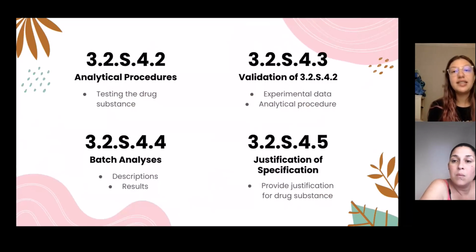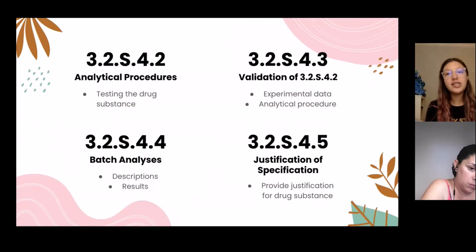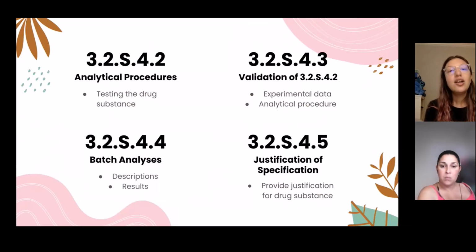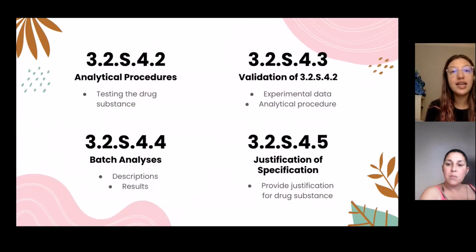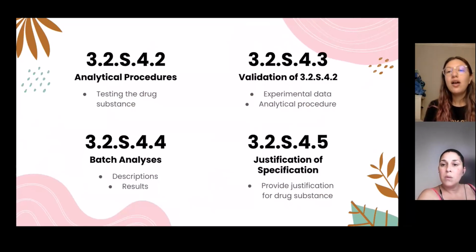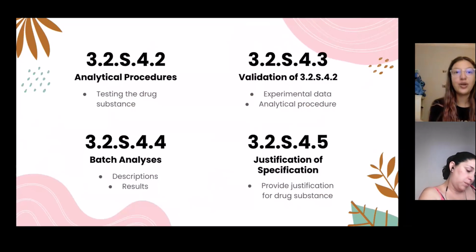There is the batch analysis, and that is a description of all of the batches and the results of each batch analysis that has to be provided. This is, again, to make sure that the manufacturing process and everything is going smoothly, and that the regulations are being kept. And then the justification for the drug substance specifications has to be provided, again, for the manufacturing purpose and for making sure that everything is in order with what you're providing the World Health Organization, what you're providing the manufacturer, along with what you are saying is happening.